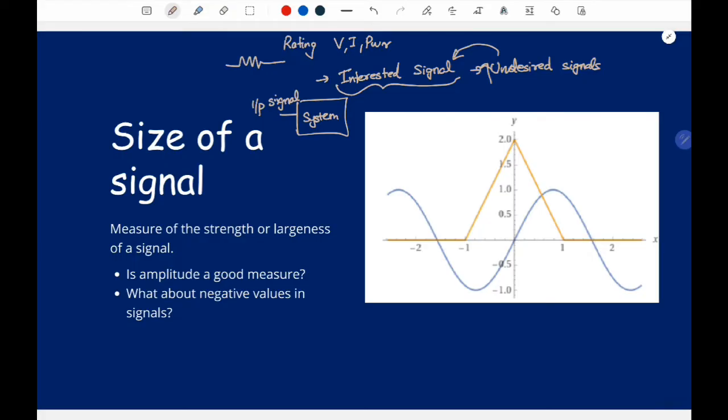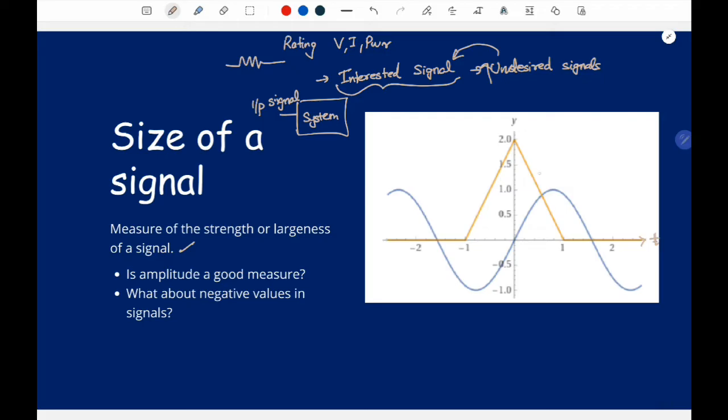But for now, to define the size of a signal, it is a measure of the strength or largeness of a signal, right? So we have defined that it is the measure of some strength of the signal. And if you take a simple signal, it has what is called amplitude, and it also extends in time, correct? Okay, so here I have two examples.